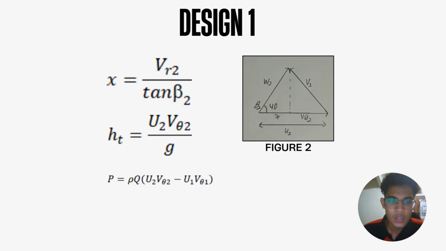And we just insert the value, and the answer given for x is 0.074. And after that, we find the V theta 2, which is equal to U2 minus x. And V theta 2 will get the answer 26.11 meter per second.